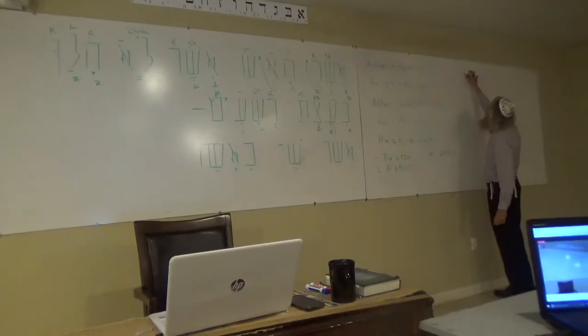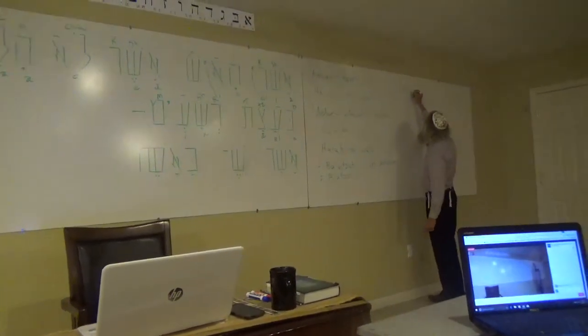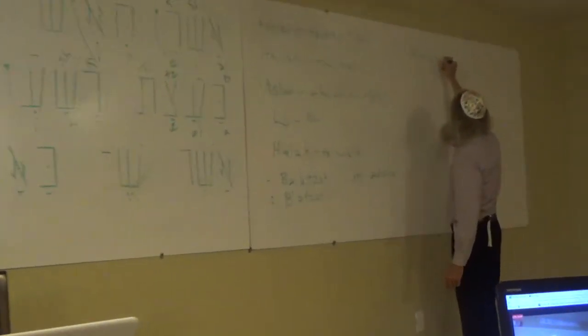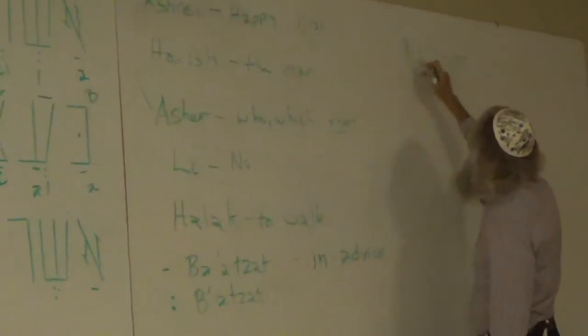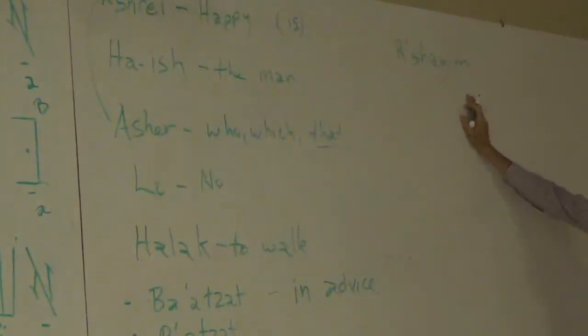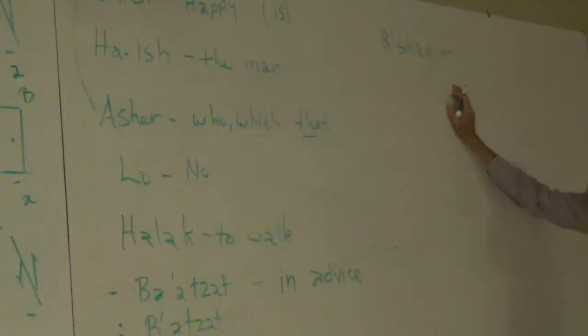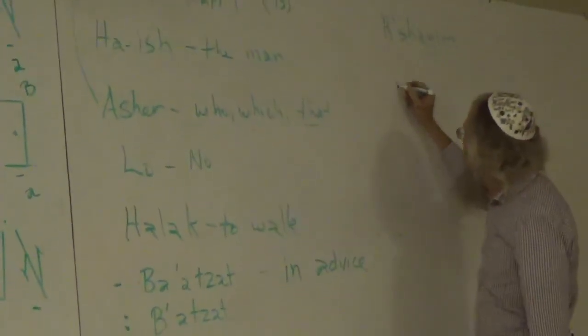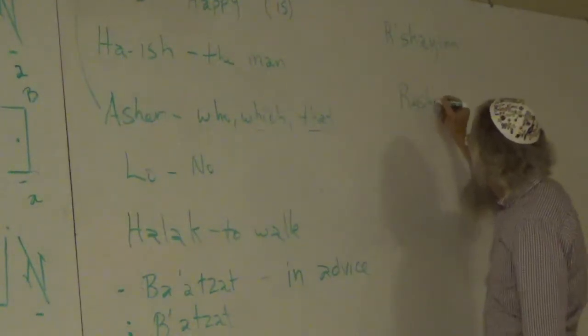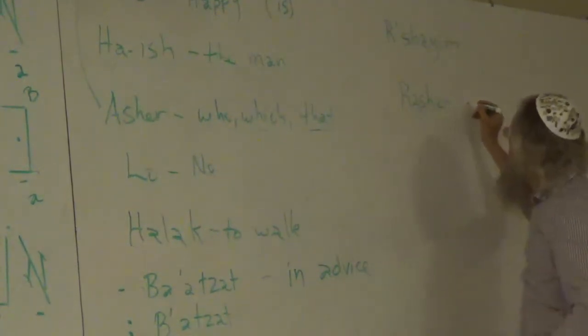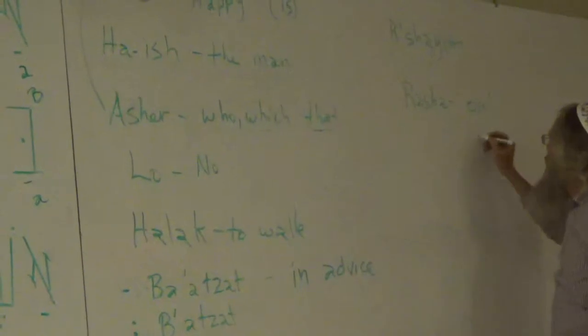So you have Reshayim. Okay, now can you see it? Reshayim. And Reshayim comes from the word Rasha, which is what? Evil. Very good. Wicked.